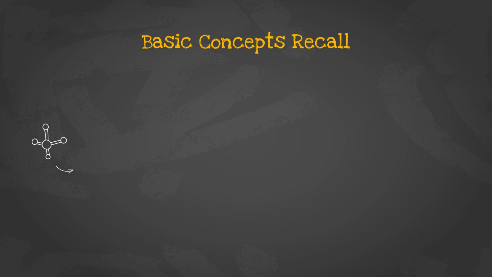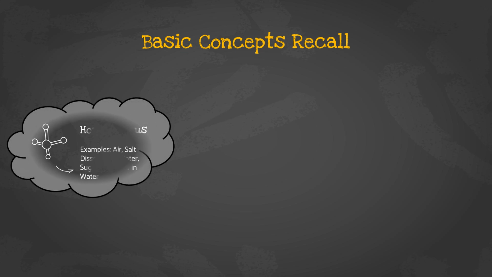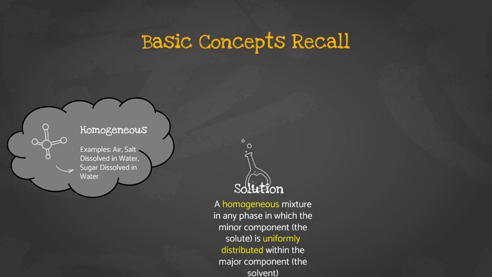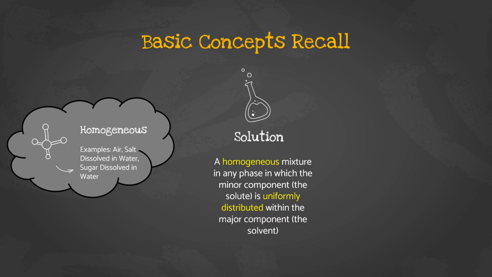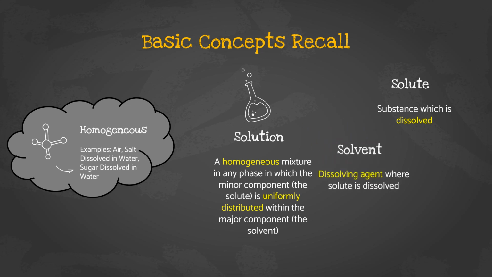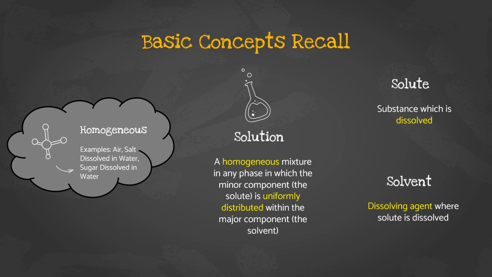Now that we have learned about the homogeneous solution from previous slide, I will now introduce you to the term solution. A solution is a homogeneous mixture in any phase in which the minor component or the solute is uniformly distributed within the major component or the solvent. The components of solution are solute, which is the substance being dissolved, and the solvent, or the dissolving agent where the solute is being dissolved.